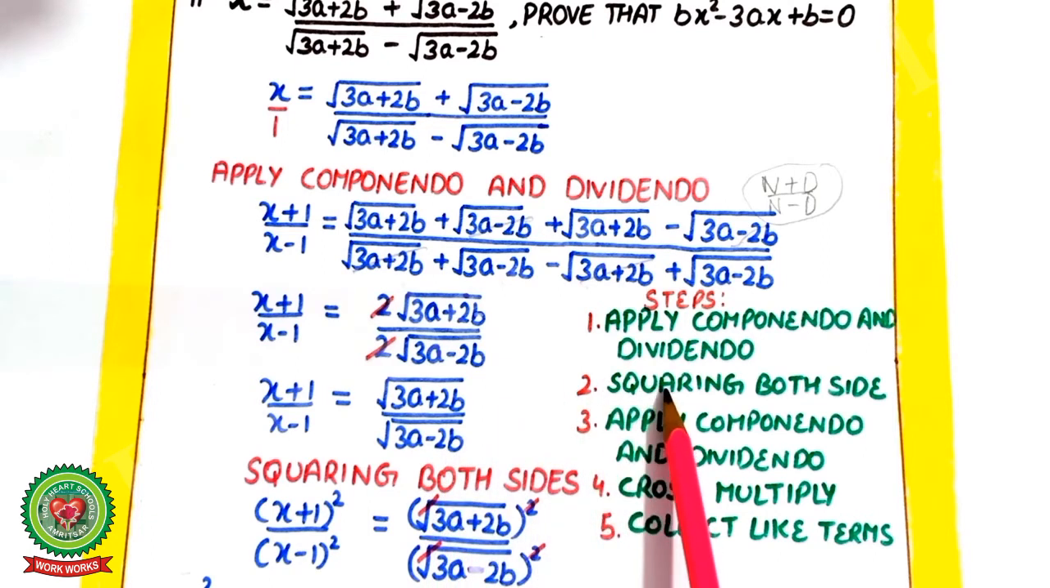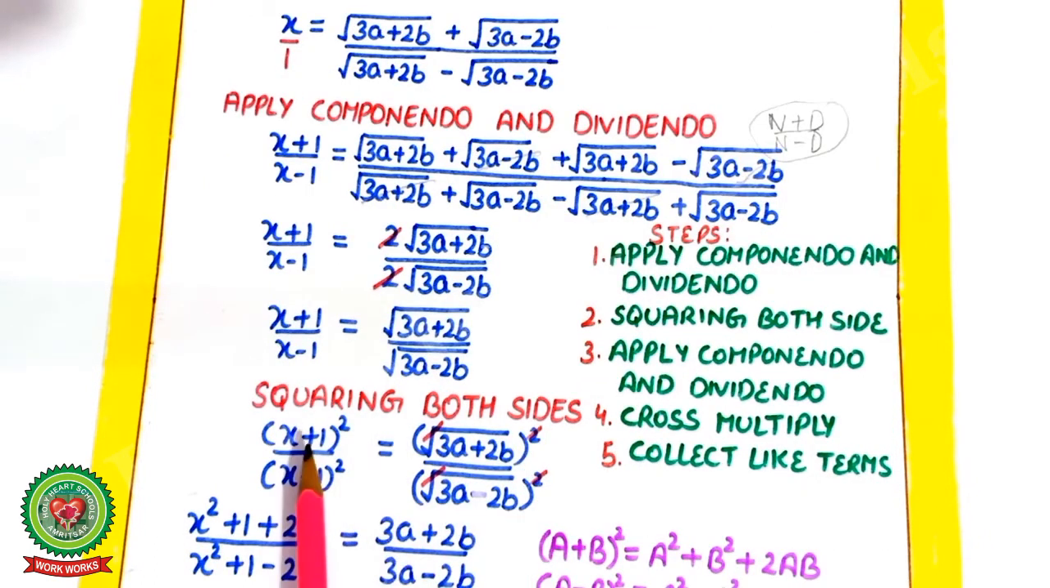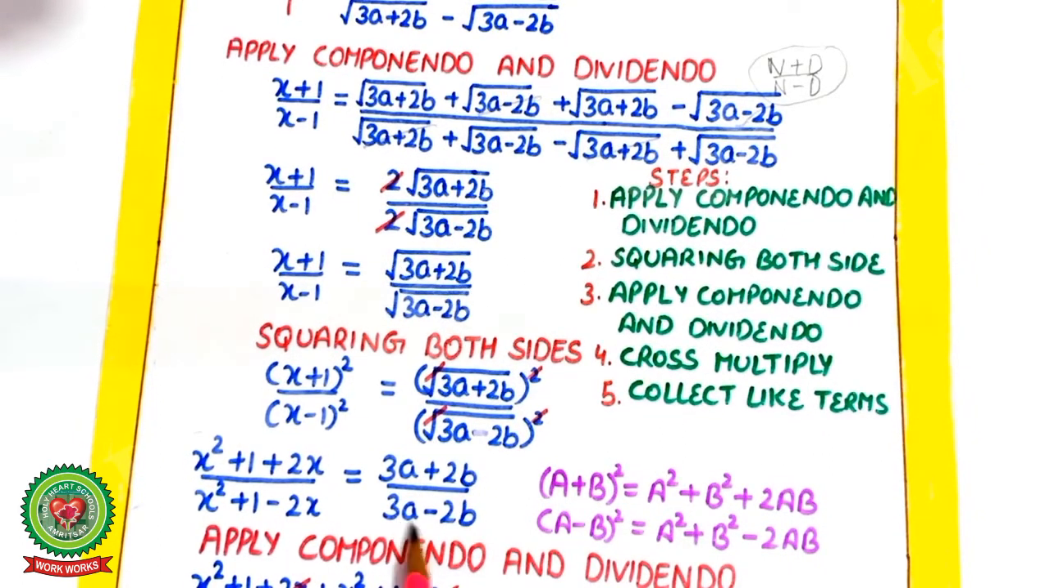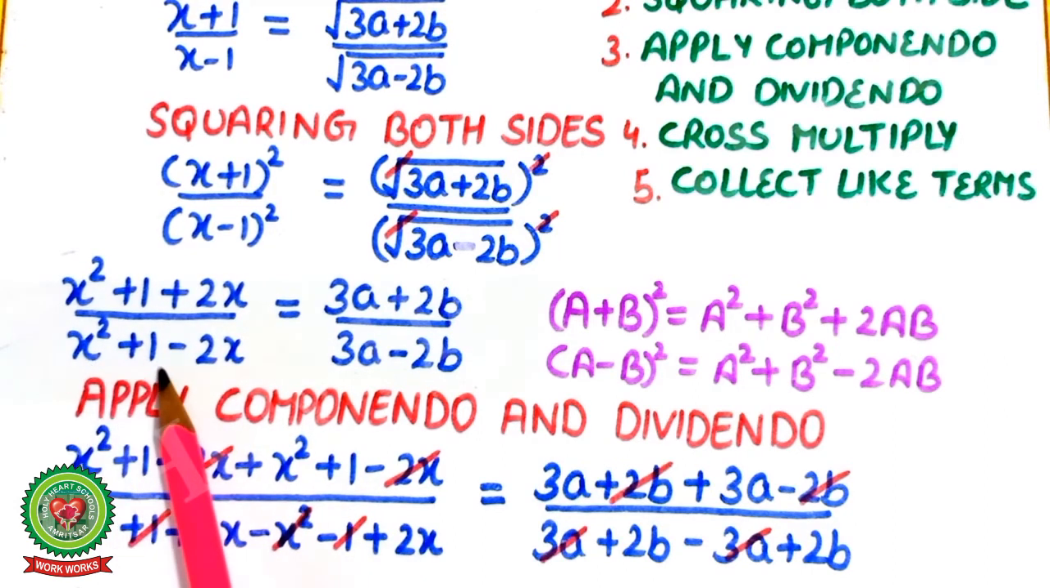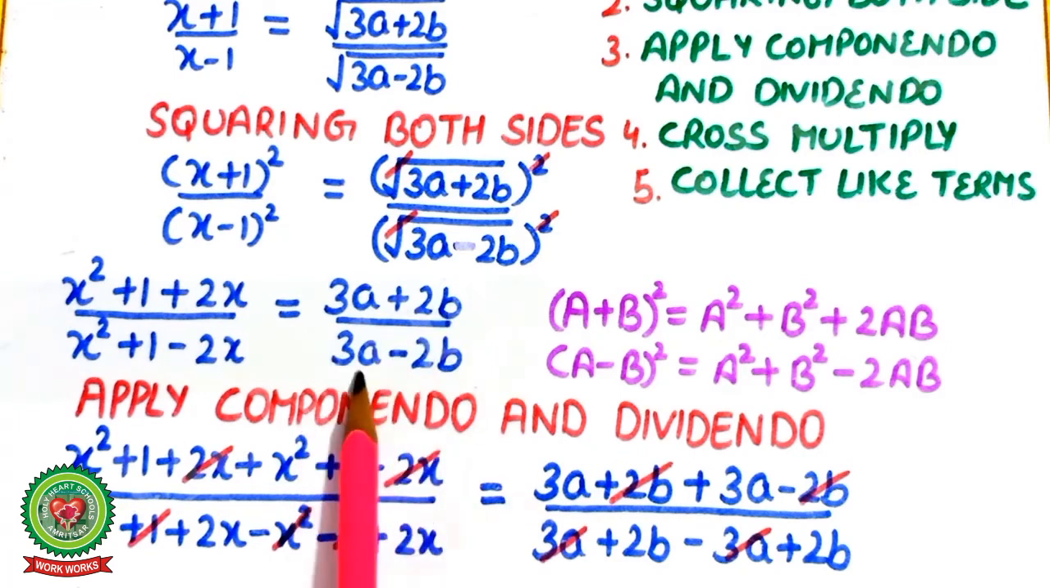Now we have to apply second step, squaring both sides. So after squaring, value is x plus 1 whole square upon x minus 1 whole square is equals to under root 3a plus 2b whole square upon under root 3a minus 2b whole square. Now square and root is finished. After this, value is 3a plus 2b upon 3a minus 2b only. And in the left hand side, this is the formula of a plus b whole square and this one is a minus b whole square. So formula is a plus b whole square is equals to a square plus b square plus 2ab and a minus b whole square is a square plus b square minus 2ab. Applying formula, value is x square plus 1 plus 2x upon x square plus 1 minus 2x is equals to 3a plus 2b upon 3a minus 2b.